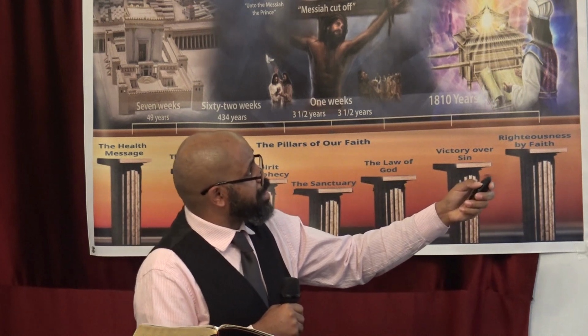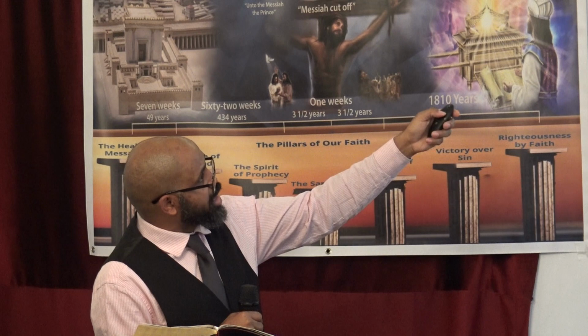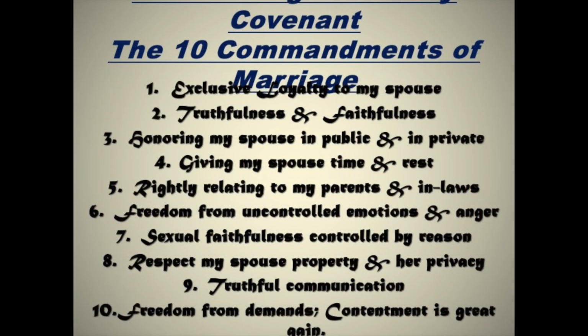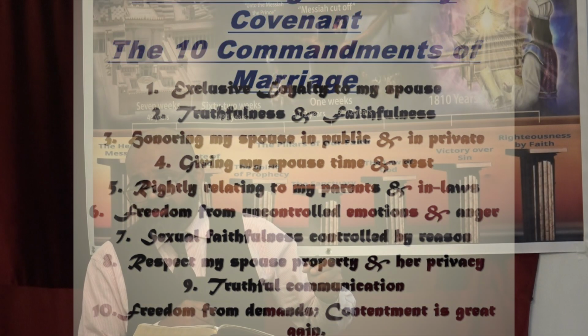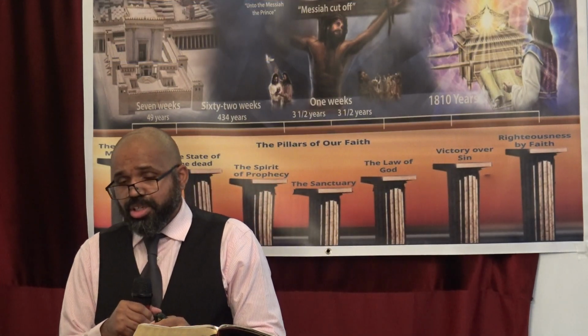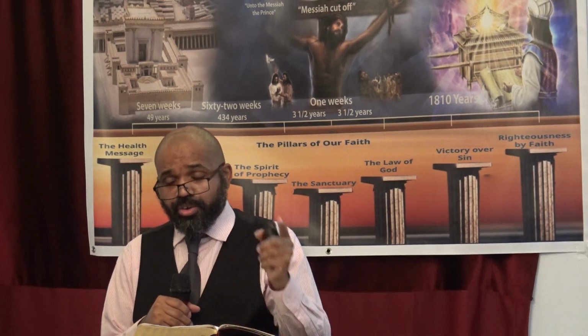So how do we love in marriage? Excuse me a little bit. The covenant is the marriage covenant, the Ten Commandments of marriage. How many know that marriage has Ten Commandments? It's taken from the Ten Commandments. Number one, exclusive loyalty to my spouse. That's the first commandment. Your spouse is yours, no one else. You're supposed to be loyal to her and her alone, or him alone. Amen.